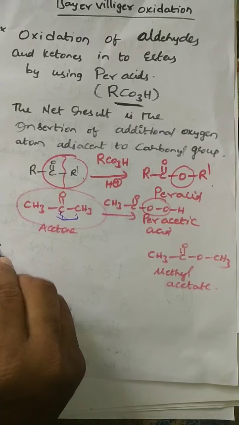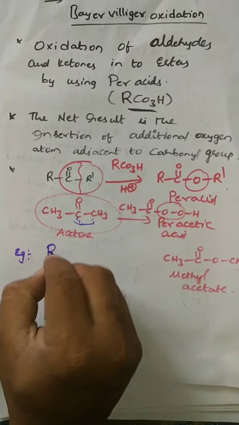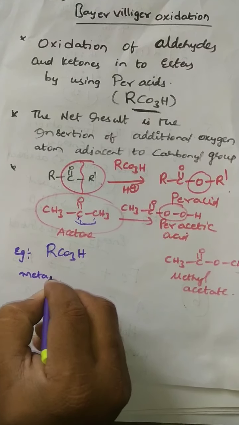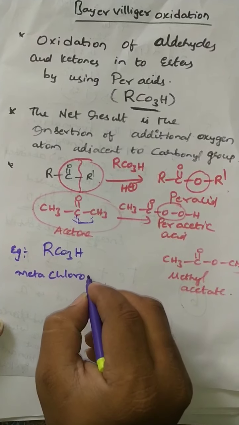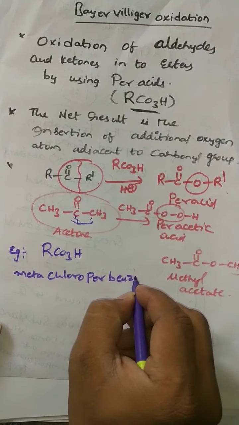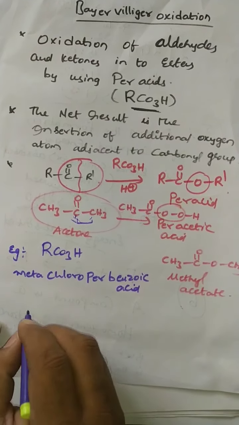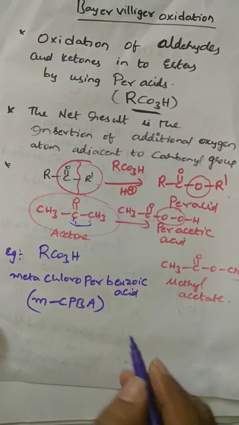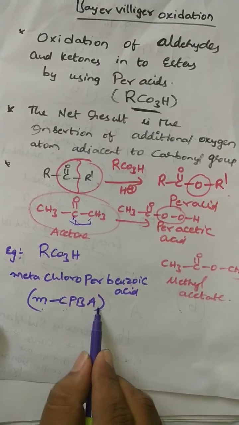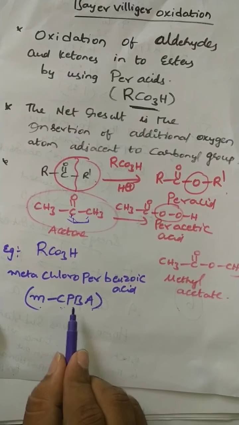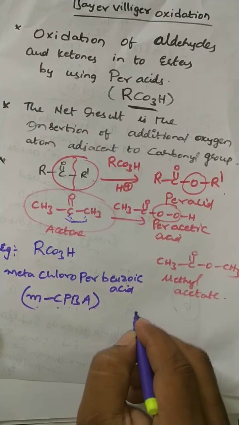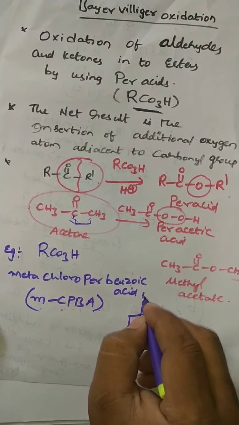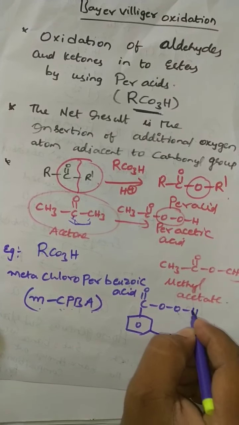So many per acids are there. Examples you should know. The general formula of per acid is RCO3H, and for example metachloroperbenzoic acid. We can use these as per acids. Simply they won't mention this full name; instead they mention MCPBA on the arrow. M means meta, CPBA means chloroperbenzoic acid. See what its structure is: this is the meta position, chlorine.